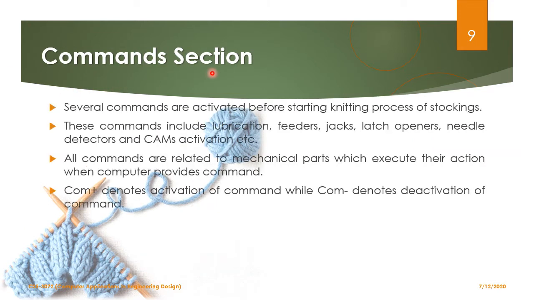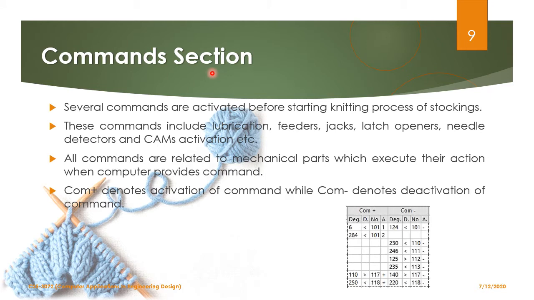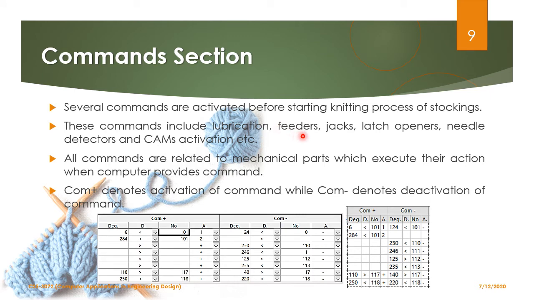Command section. This section consists of several commands which are to be activated before or in between the knitting. For example, lubrication, feeder, jacks, latch openers, needle detectors, and cam activation, etc. Command plus denotes the activation of a command, while command minus denotes the deactivation. This is the general layout from the software, where we enter a number in this column which is associated to a mechanical part on the machine.